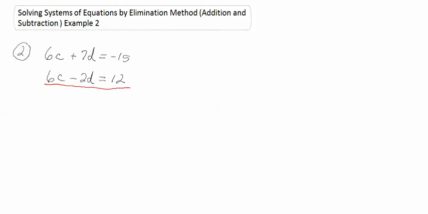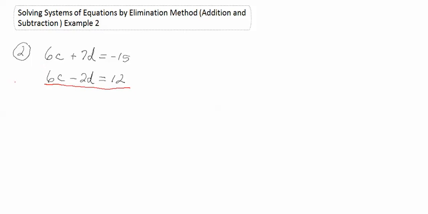Okay, I look to see, is there any number or any variable here that I can go ahead and eliminate? I have a positive 6 and a positive 6. No, that doesn't make 0. Positive 7, negative 2. That does not make a 0 either. So therefore I need to do one thing in order to eliminate one of the variables. I'm going to choose to eliminate the c because the 6's are the same number, except I need to make one of them a negative 6.